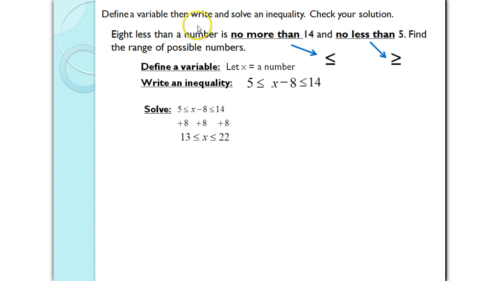So I was supposed to be finding a range of possible numbers. Well, the number can be anything less than or equal to 22 or anything greater than or equal to 13. So your possible numbers will lie between 13 and 22.